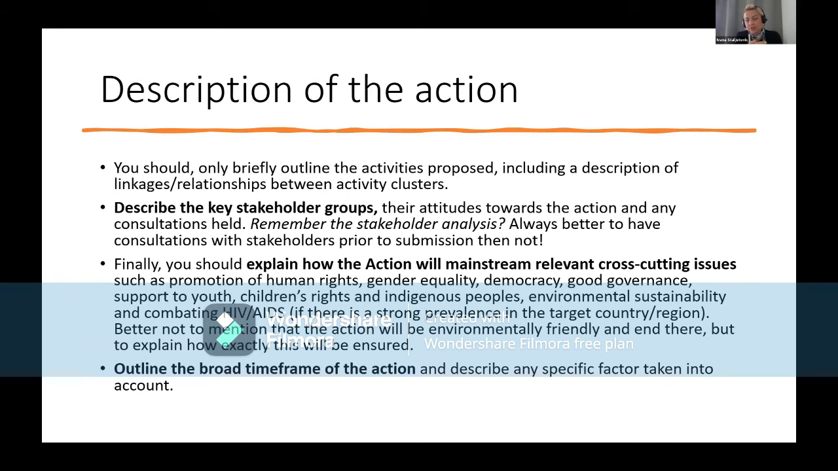Consider to which cross-cutting issues stated here your action could contribute and mainstream. So do not disperse. It is better to focus, but to explain how, not just to state it as a statement. We will take into account the relevant cross-cutting issues. No, you cannot stop there. You should explain it. How? Then you should outline the broad time frame of your action, and you should describe if you have taken any specific factor into account.